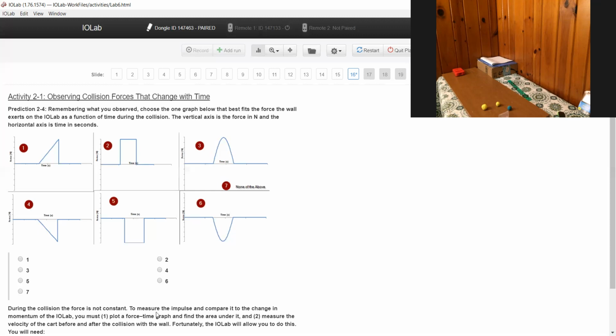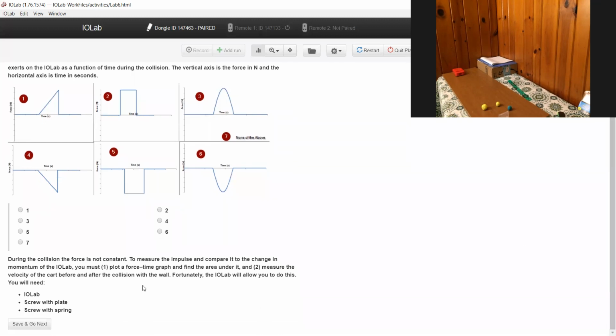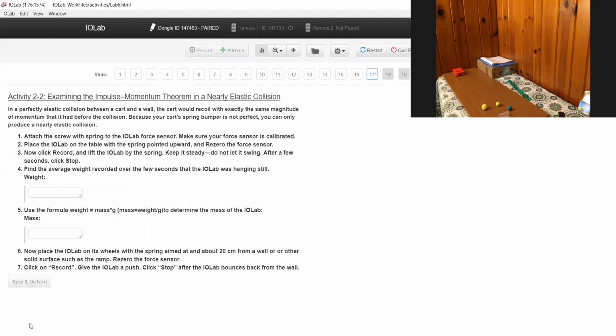They have given us a plot of force versus time. If we find the area under the curve, that will give the momentum. Measure the velocity of the car before and after the collision with the wall. That's what we are trying to do. We can do it with the IOLab. Then make a prediction, click on save and go next.